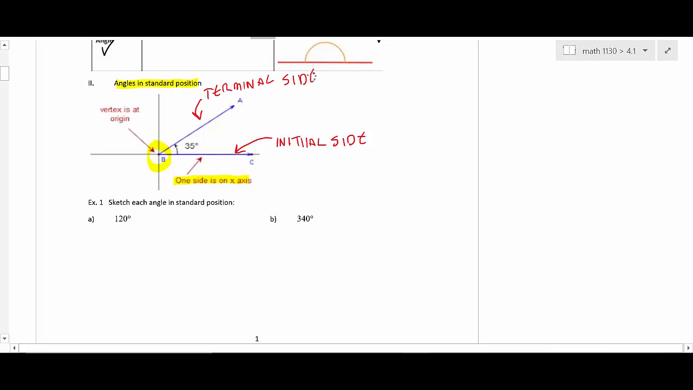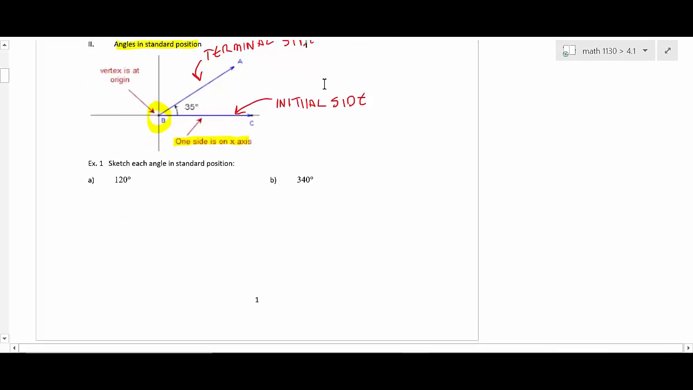Okay, so what we're going to do is we're going to sketch angles. We're going to start off pretty simple, and then we'll get to some of the other things you'll see in trigonometry. So if you're sketching 120 degrees in standard position, the first thing you always want to do is just highlight the x-axis. Okay, that's your initial side. That's how you do that.